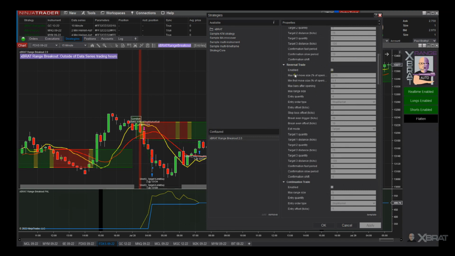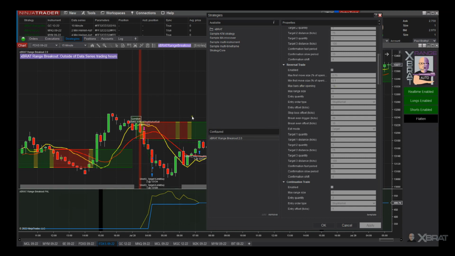So a couple of minimum and maximums first. When we get this first move out of the range here, the maximum it can move is 0.75. This can be changed, and it is different for different types of instruments, but on FDXS I put it at 0.75, which is 75% of this opening range. If it moves any further than that, we won't trade any reversals. The minimum is 0.1, which is 10%, so it has to come out a little bit first and then reverse, but it has to do at least 10% out of that opening range.